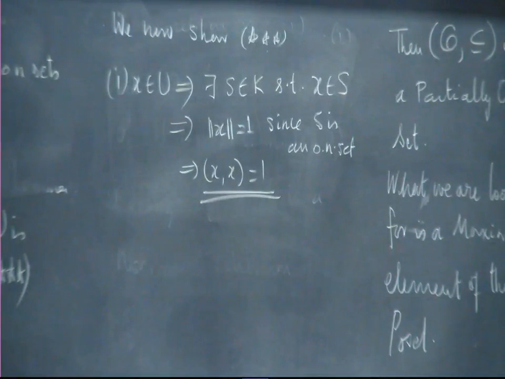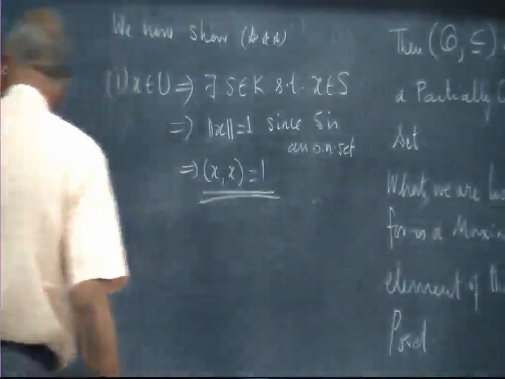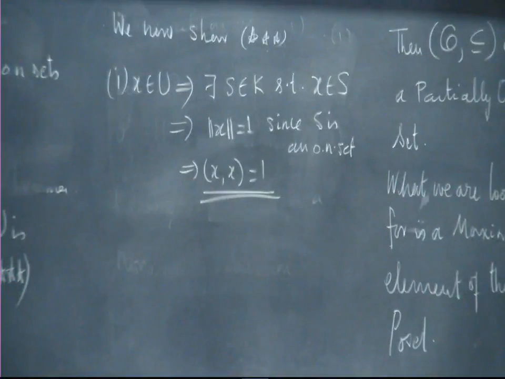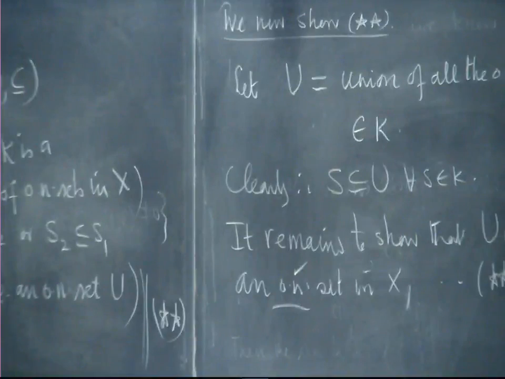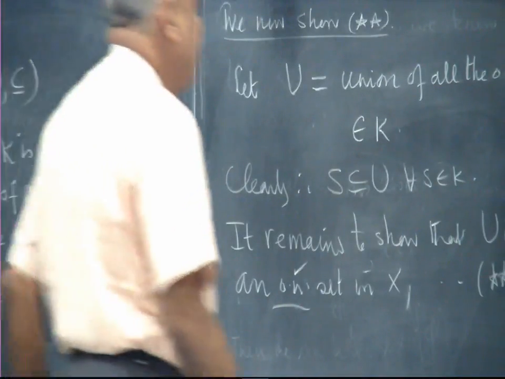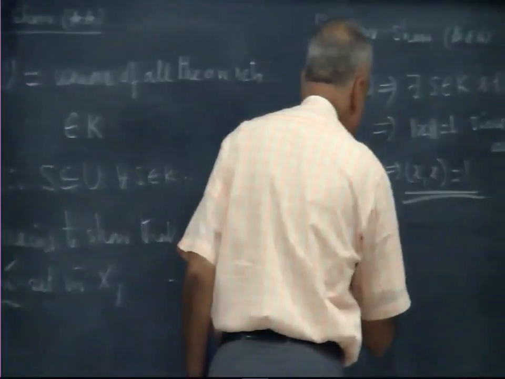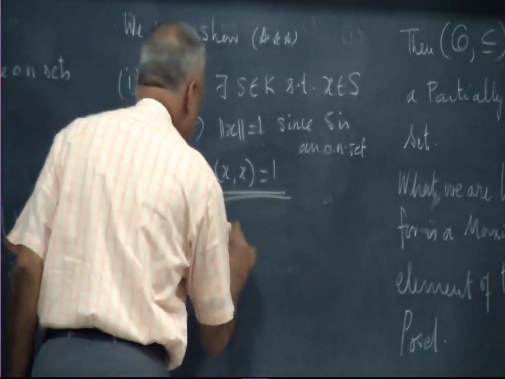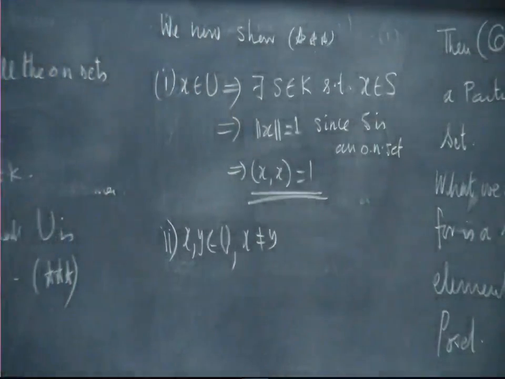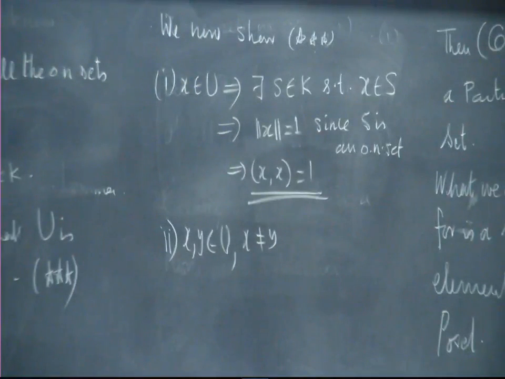The only part that is left is to show it is ortho. Any two vectors are orthogonal. So, in the orthonormal part, we have shown the normal part. We have to only show the ortho part. That is next. x and y belong to U, x not equal to y. Suppose I take two different vectors in U, I must show that they are orthogonal.